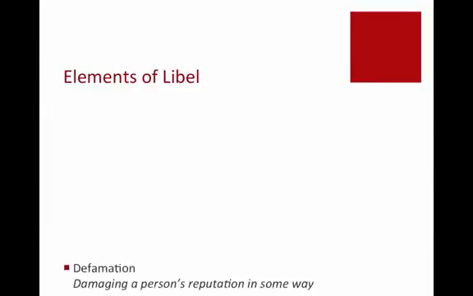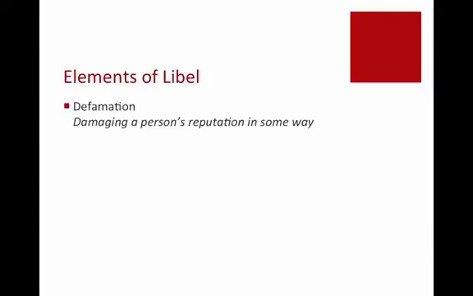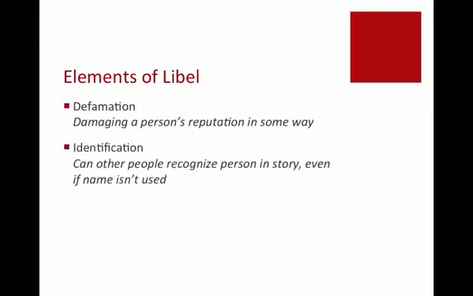So what are the elements of libel? Well, first, it has to be damaging to a person's reputation in some way. So the concept of defamation. Second, you have to be able to identify the person that the libel pertains to. So for example, even if I don't use a name, if I give you enough details so that it's pretty clear you know who that person is, you could still be sued for libel.